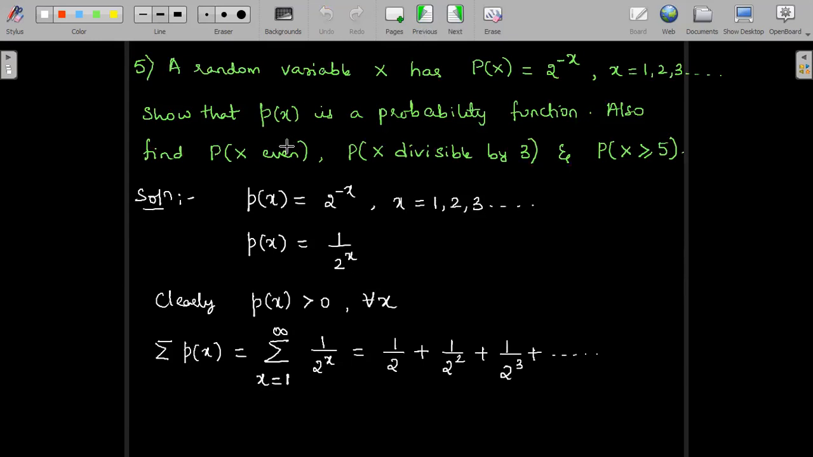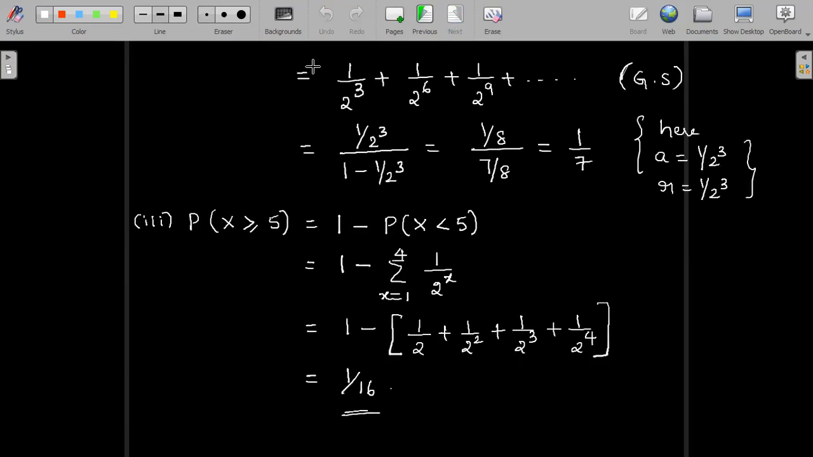The question was to find the probability of x even, x divisible by 3 and x greater than or equal to 5. So of course for x greater than or equal to 5, you can work it out in the same manner as we did in the previous case. Okay, the choice is up to you. It will again come to the geometric series form and you can apply the formula to obtain the same answer.